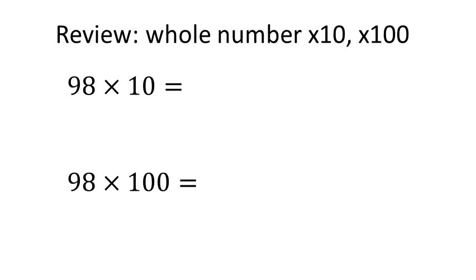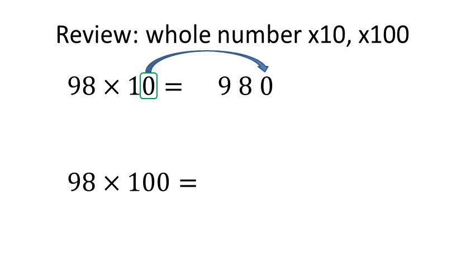For example, 98 times 10. You can find the answer very easily. Since 10 has one zero, you just need to put 0 at the end of 98. So the answer is 980.